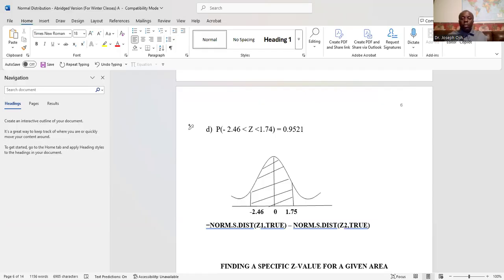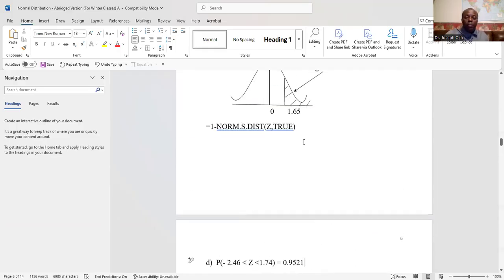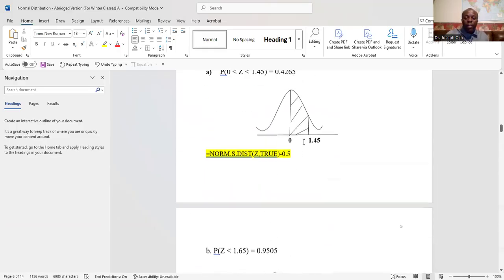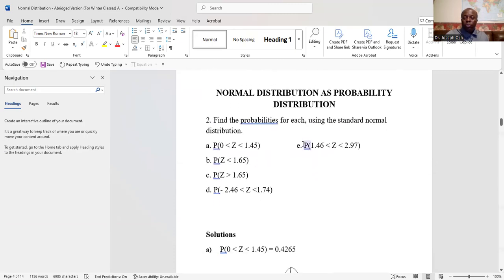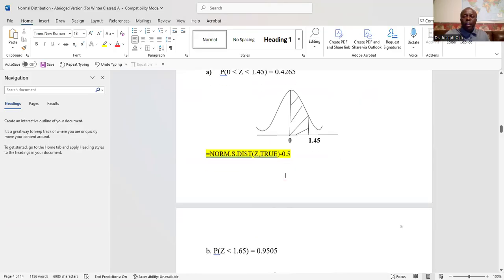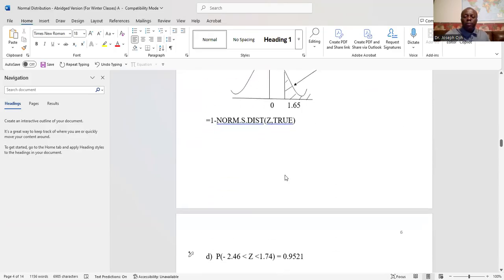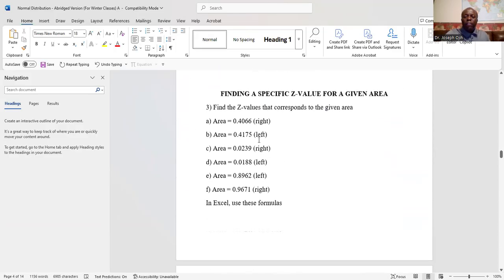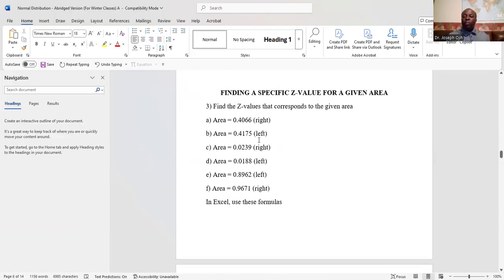So this is how you do it. Like I said, I'm going to type up the formulas, set them up and upload them for you so you can use them to try several types of this. Sometimes they will give you the area or the probability, and they will ask you to find the Z value that corresponds to it. Like this one, number 3: find the Z value corresponding to the area. The area is 0.4066 to the right.